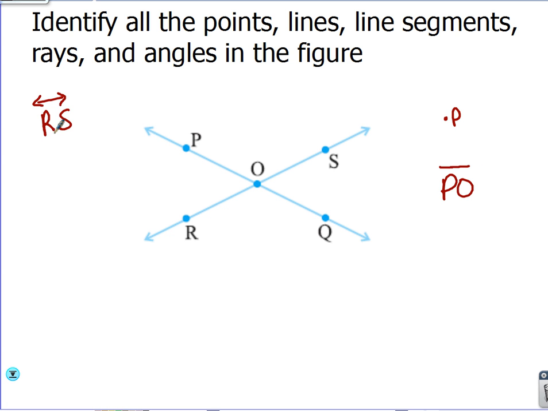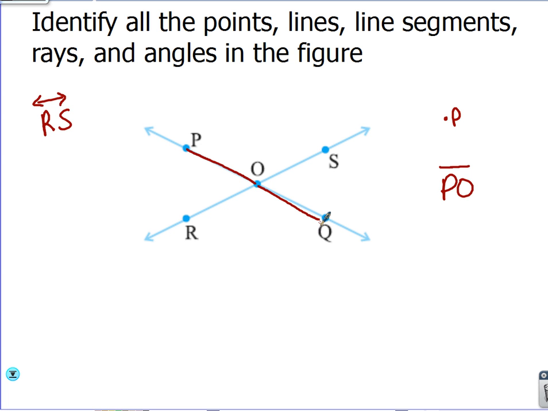So RS, you said a while ago, RS is the same thing as OS. Now, question here is line segment PO, Abby, the same thing as line segment OQ? Because line PO and line OQ would be the same line. But is line segment PO and line segment OQ the same line segment? Did I say Abby?